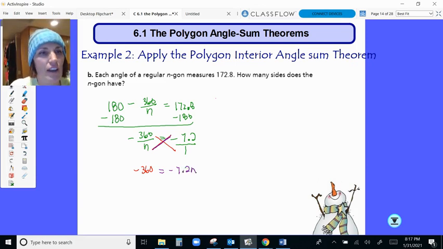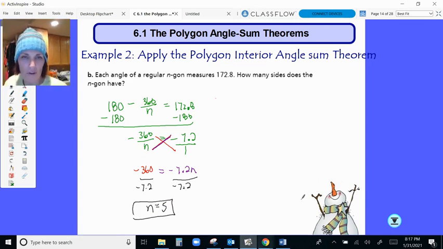And now I can just solve for n. Divide by negative 7.2. I'm going to get n equals 5. So that polygon is a 5-sided polygon, a pentagon. Okay?